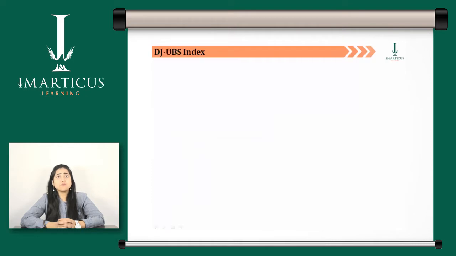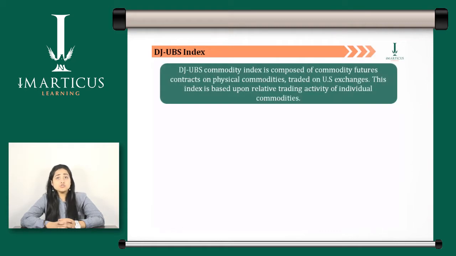Let us look at the most popular commodity indices, starting with the DJUBS index. The Dow Jones UBS Commodity Index is composed of commodity futures contracts on physical commodities that are traded on US exchanges. This index is based on relative trading activity of individual commodities. In other words, it aims to provide a broadly diversified representation of commodity markets as an asset class.